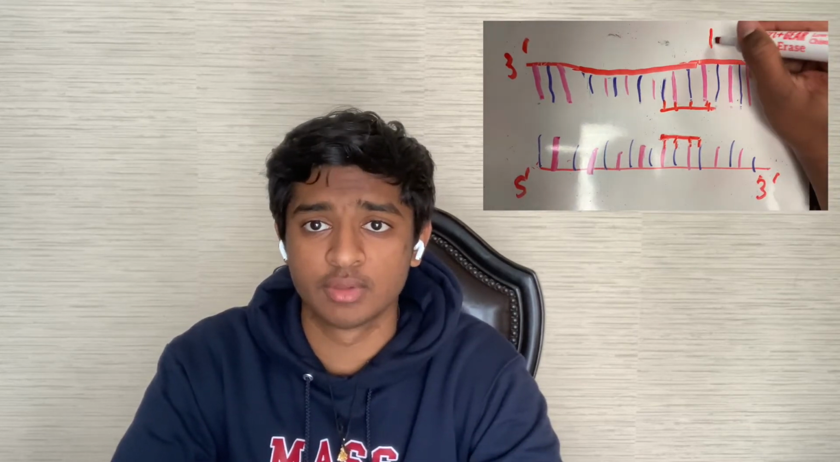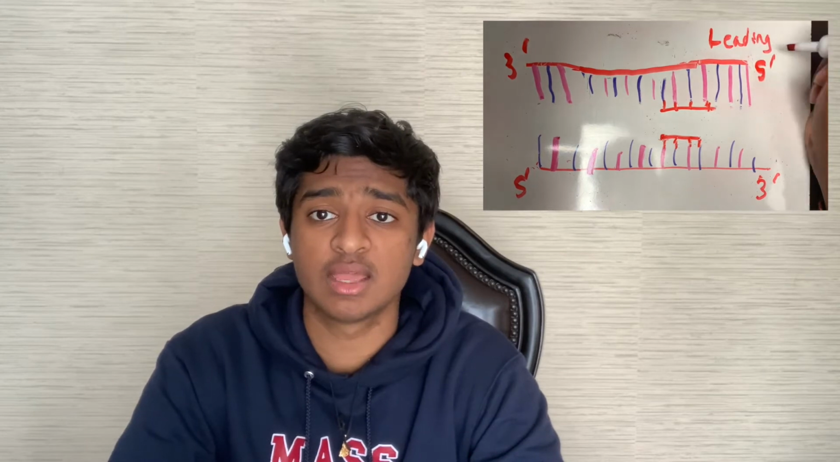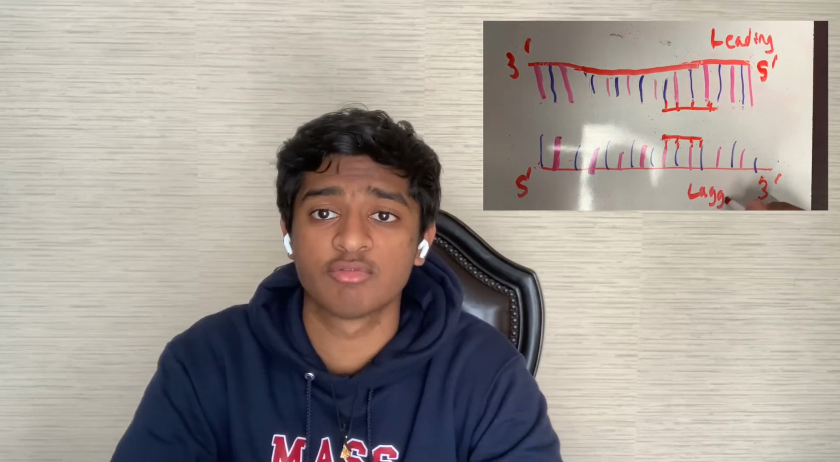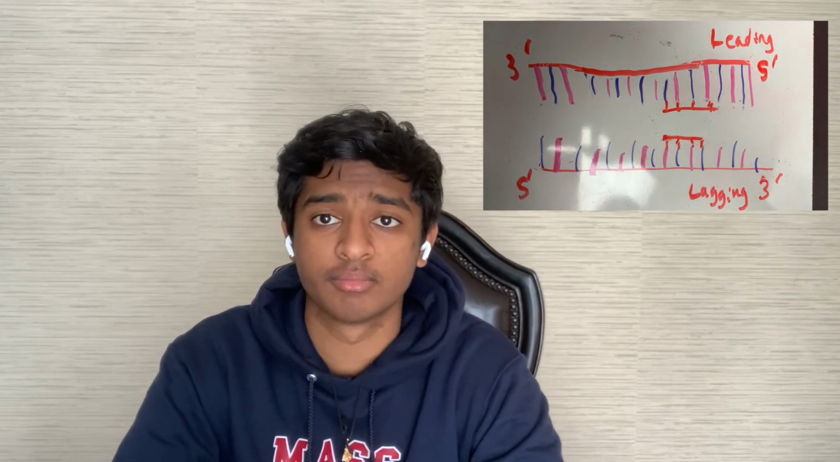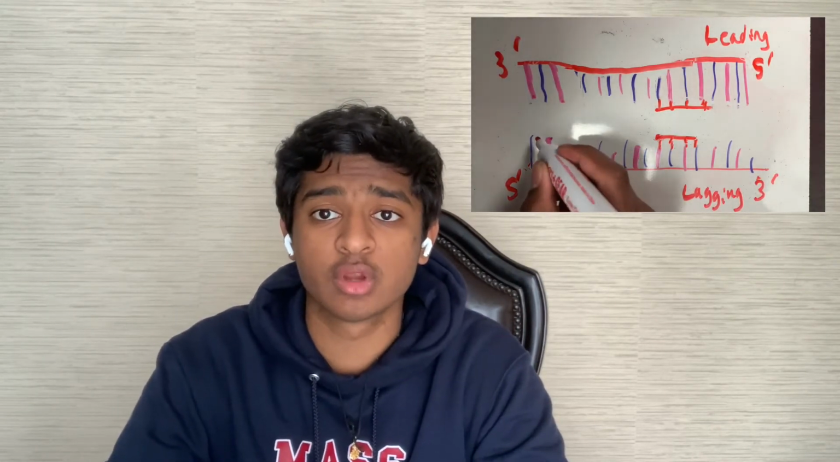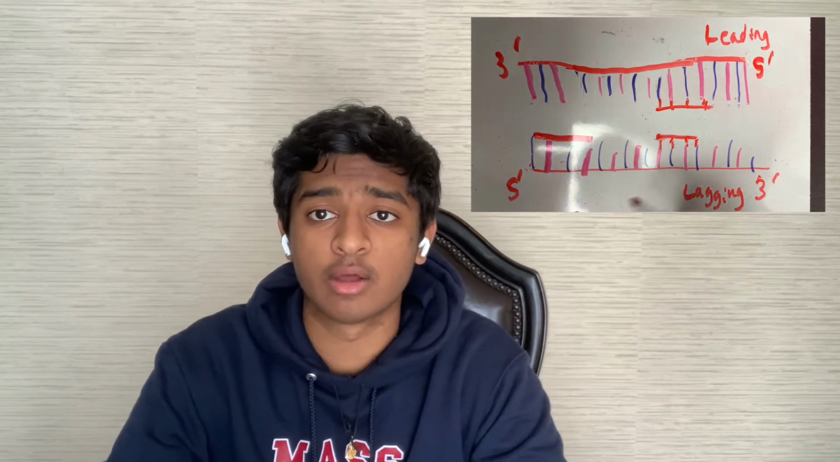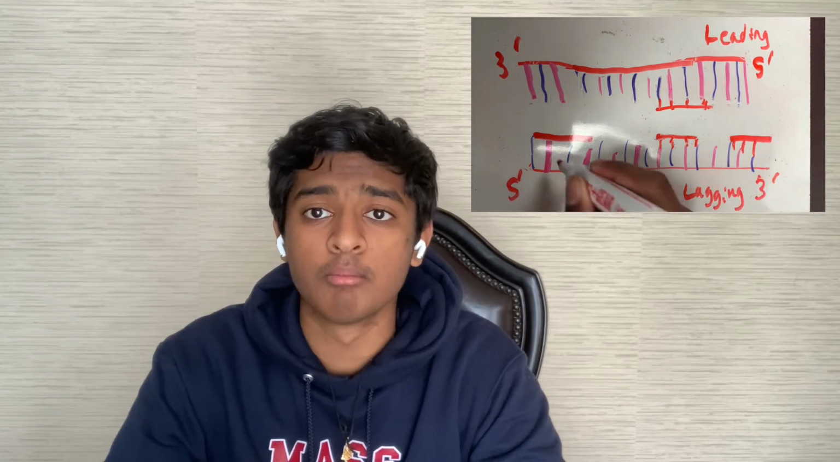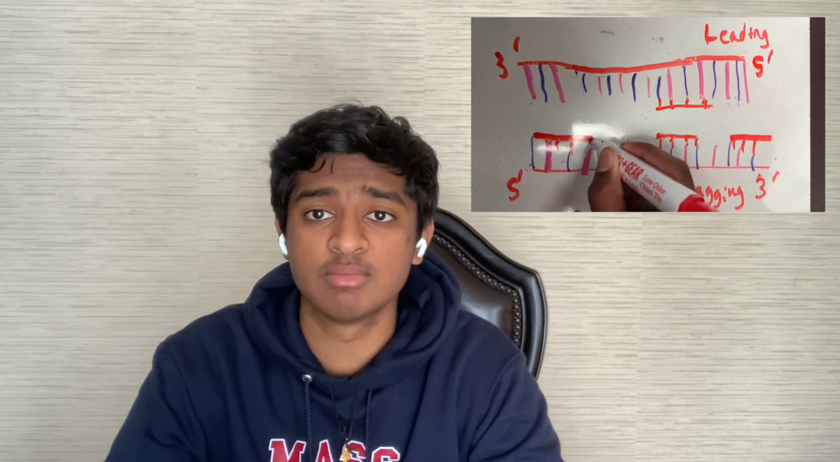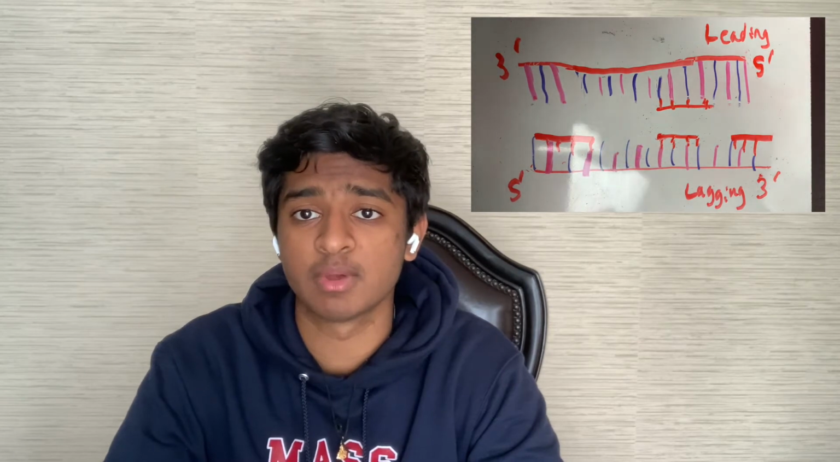The two strands of DNA separated by helicase are given two names: the leading strand and the lagging strand. The leading strand is the DNA being unwound from the 3' to the 5' direction, and it only needs one RNA primer to be added to it. The lagging strand is the strand of DNA that is being unwound from the 5' to the 3' direction. For the lagging strand, multiple RNA primers need to be added every couple of base pairs.